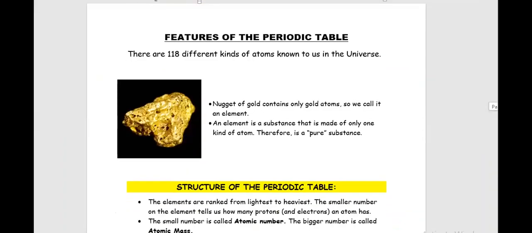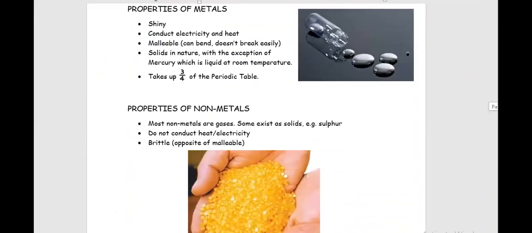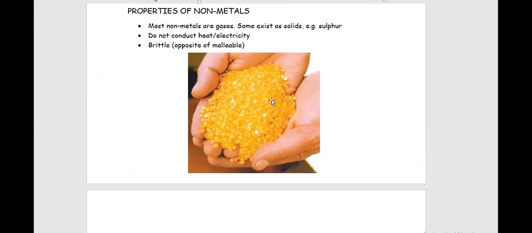Now let's look at the properties of non-metals. Most non-metals are gases. Some exist as solids, for example sulfur or carbon, and they are not good conductors of heat and electricity. They're not like metals. And they are brittle. They are the opposite of malleable. So if you bend them, they're going to break. If you hammer them, they're also going to break.